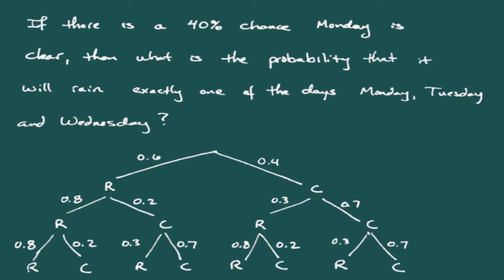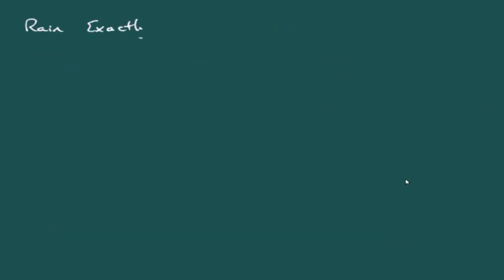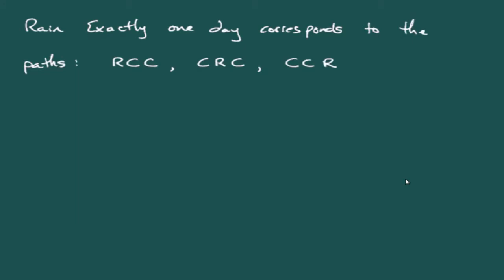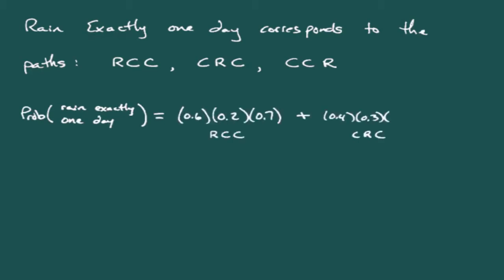And so our probability that it rains exactly one day on either Monday, Tuesday, or Wednesday actually corresponds to 3 different paths in our tree. It corresponds to the path RCC, it corresponds to the path CRC, and we have the path CCR. And so the probability that it will rain exactly one day is going to be the sum of the probabilities along those paths. The probability along a path is just the product of the numbers along the path.